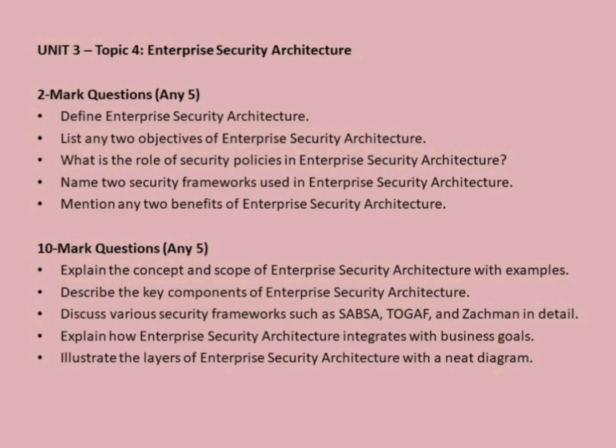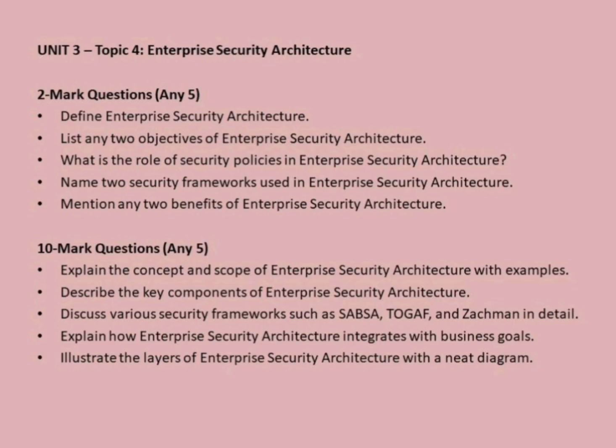Hi everyone. Now let's discuss topic 4 of Unit 3, Enterprise Security Architecture. Enterprise Security Architecture, ESA, is a structured framework that helps organizations align their IT security with business goals. It provides a blueprint for securing systems, processes, and technologies across the enterprise.